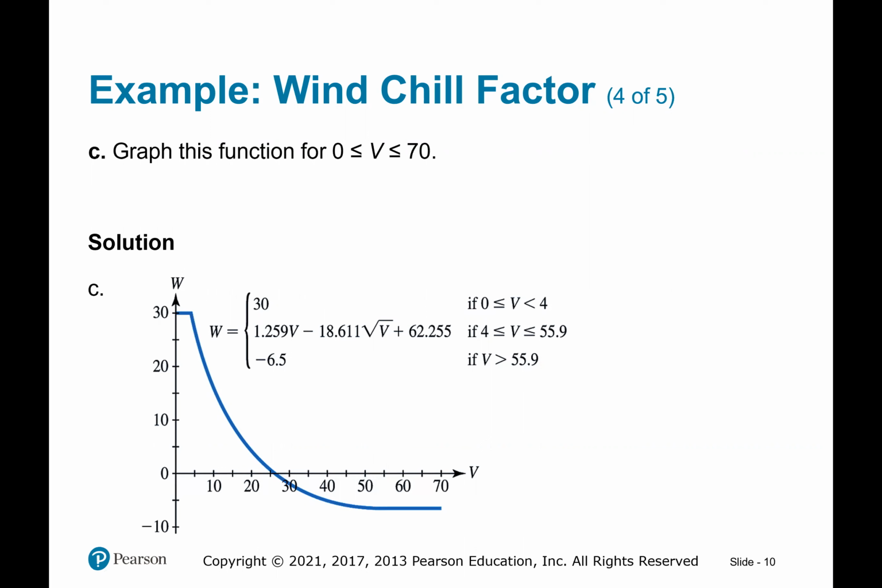Now, you can see that they drew this continuous because there's an open dot on one side and a closed dot right on top of it. So since there's an open dot and a closed dot, it's a closed dot. And at 55.9, it's a closed dot on one graph and an open dot on the other. Open and closed make closed.